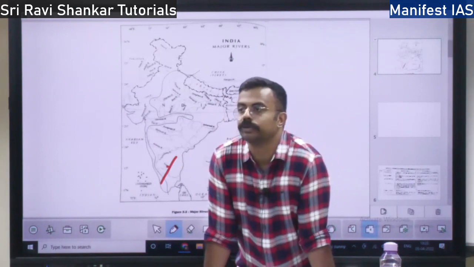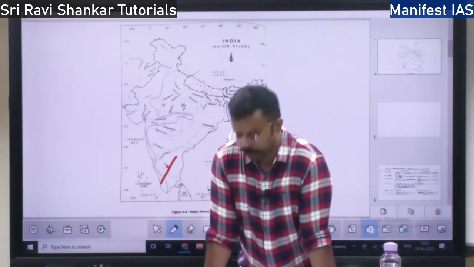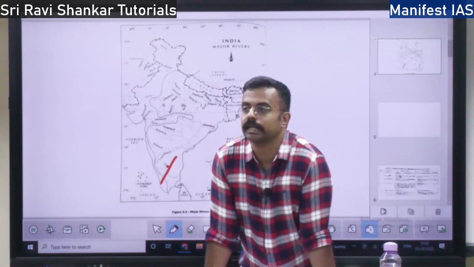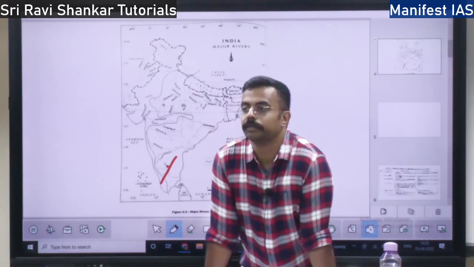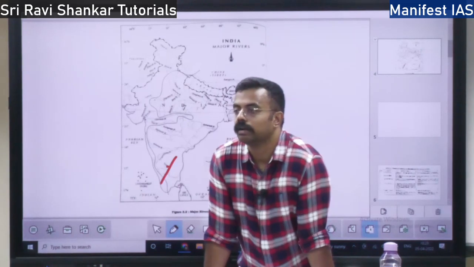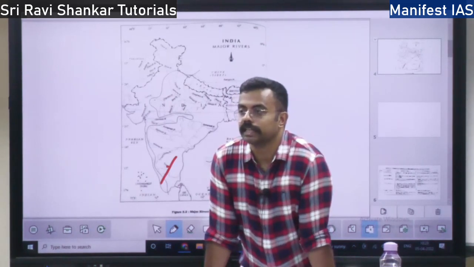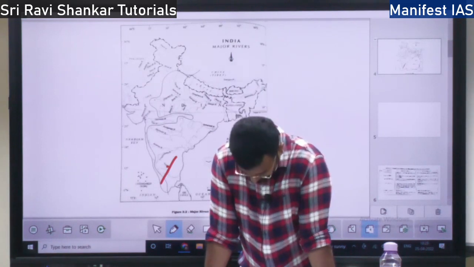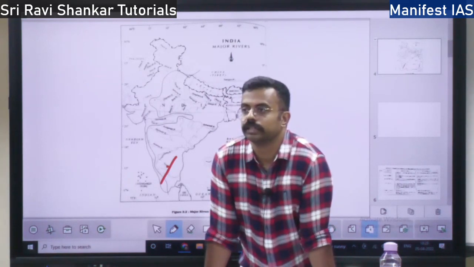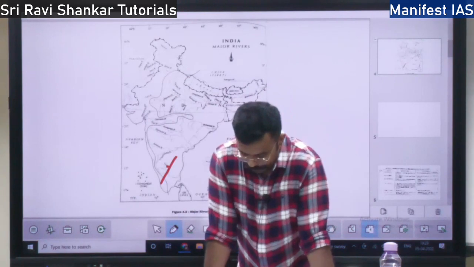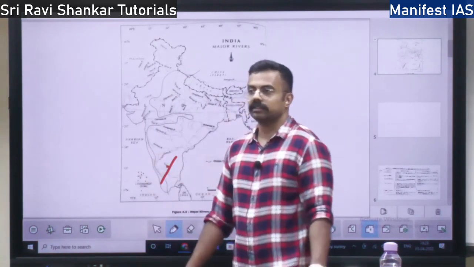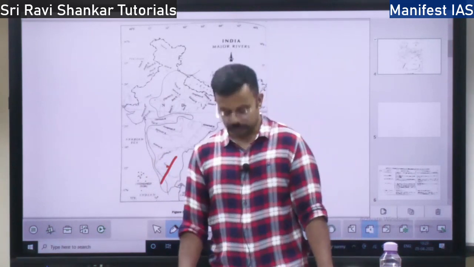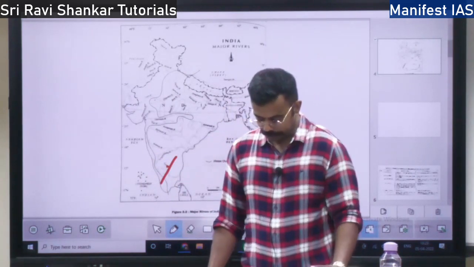So what are the tributaries of Kaveri? You have Kabini, Bhavani and Amravati as the tributaries of the Kaveri. Is Netravati a tributary of Kaveri? Netravati is not. Netravati falls into the Arabian Sea, right? So it is Kabini, Bhavani and Amravati.